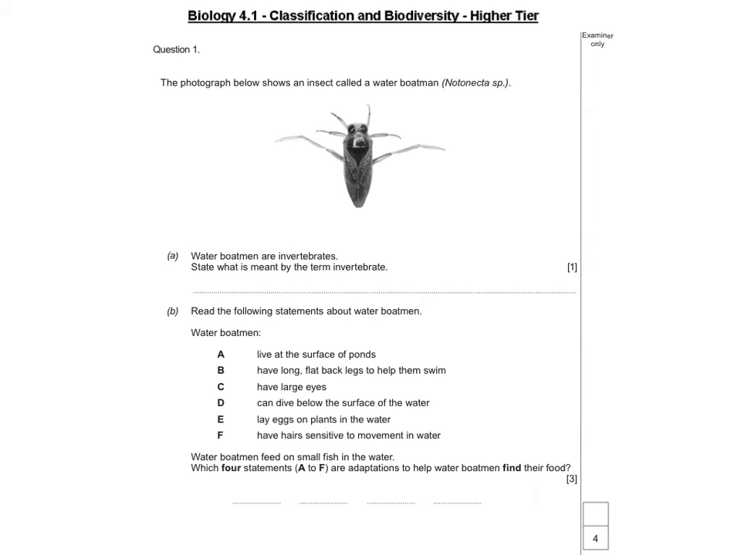Okay, so this is the video for the classification on biodiversity higher. I'm going to go through the answers as I go through it. So it says, the photograph below shows an insect called a waterboatman, and waterboatmen are invertebrates. State what is meant by the term invertebrate. So an invertebrate is an animal without a backbone.